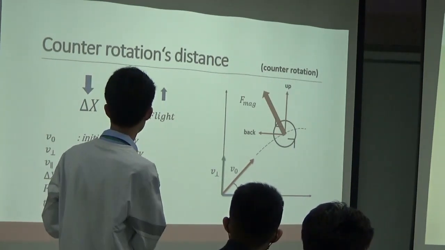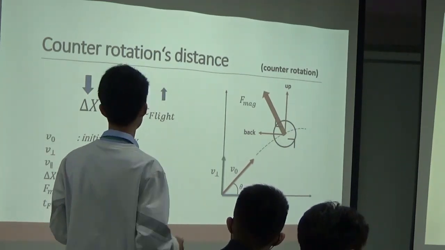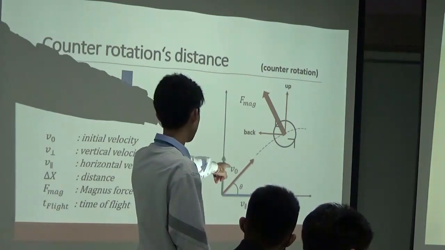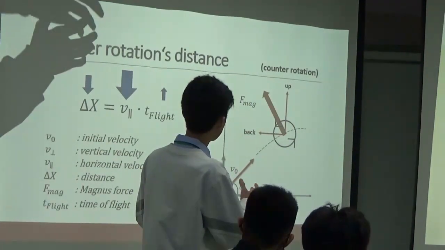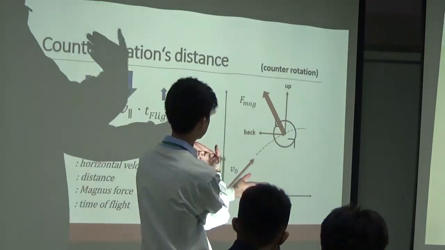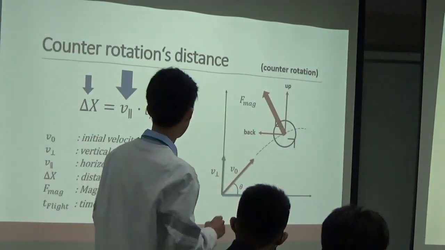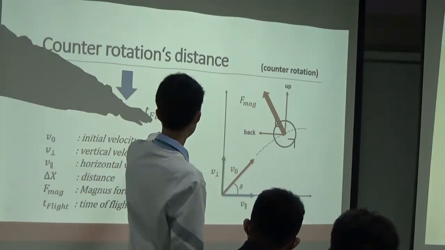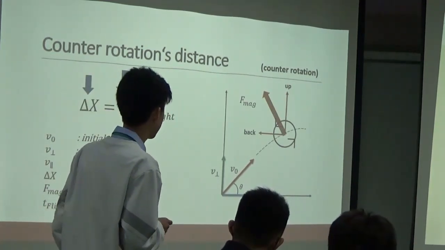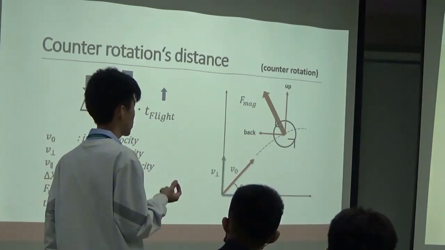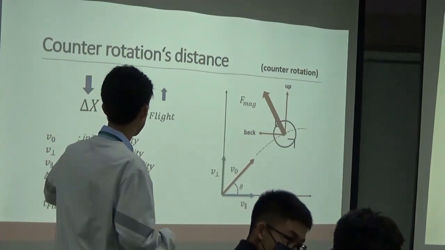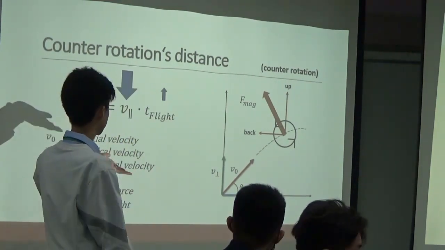I think the reason is the distance. It will equal the horizontal velocity times the flight time. We can see that when the rubber band rotates with counter rotation, the magnetic force will push in this direction, and it will cause an up force and a back force. The up force will affect the time, but I think gravity is far greater than the up force, so the effect will be very small, and the back force will cause the horizontal velocity to go down. So I think it will look like this.